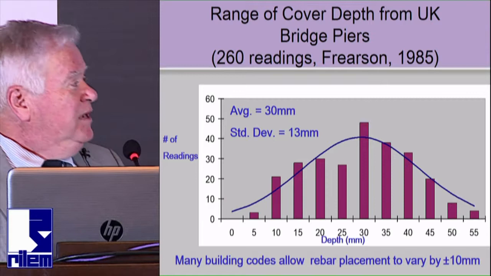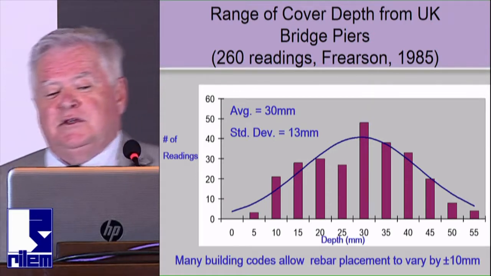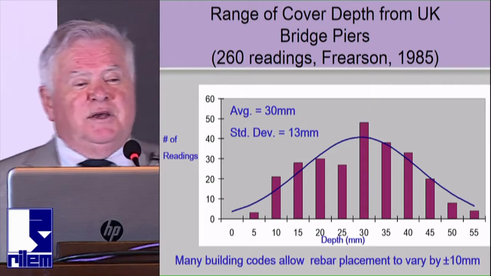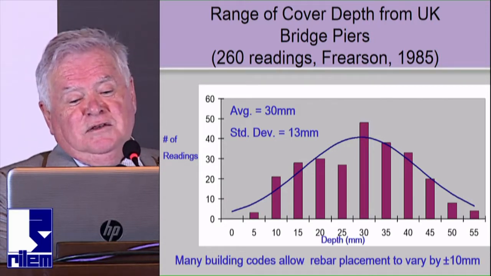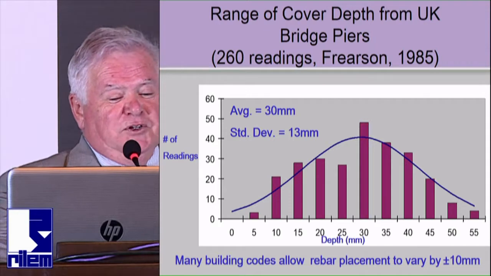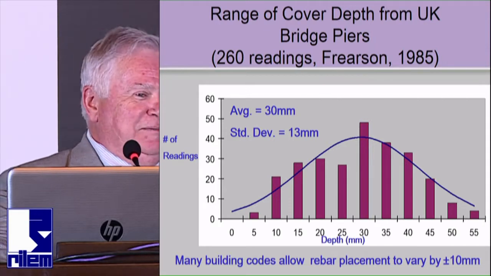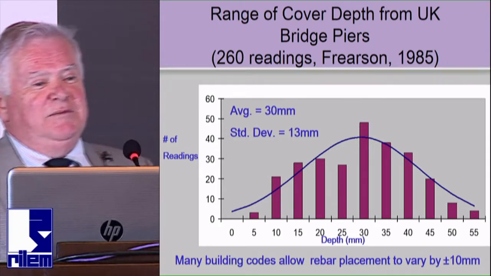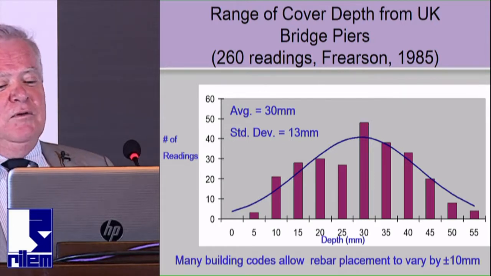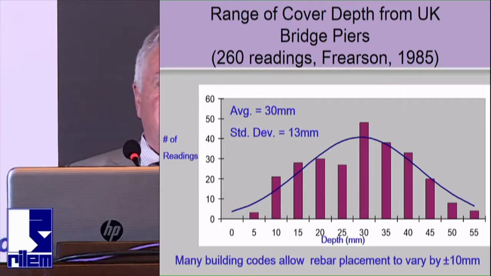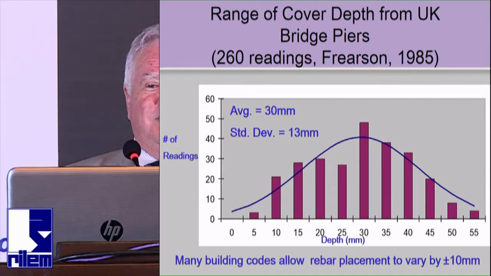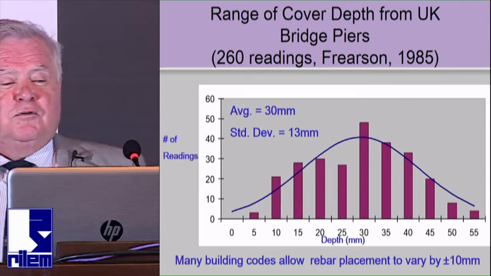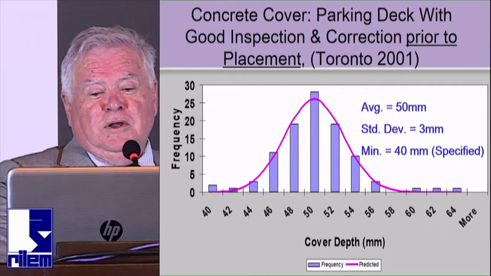This is some data from the 1980s from bridge columns in the UK. It shows that the average depth of cover on a series of bridge columns was 30 millimeters, but it varied. The standard deviation was 13 millimeters, which means some of them were less than 10 millimeters, and some of them were up to 60 millimeters. So you have this huge variation, which means if we're talking about the service life prediction, time to corrosion, well, the depth of cover is huge in that prediction. And so you're going to start to have corrosion very quickly with the ones that are at the low end.